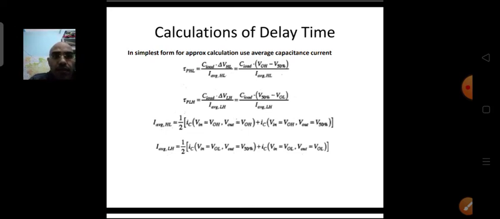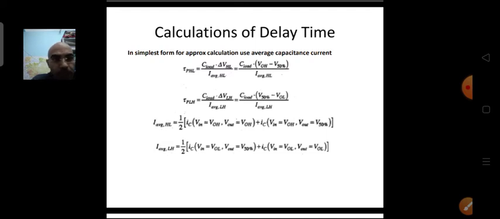Similarly, on the same lines, you can find tau PLH as well. But the point is how to determine the average current. Whenever you have to find the average current of the waveform which is transiting from high to low or from low to high, it is the average of your drain current in two situations. First, the input is changing from 0 to VOH. So input is becoming VOH.